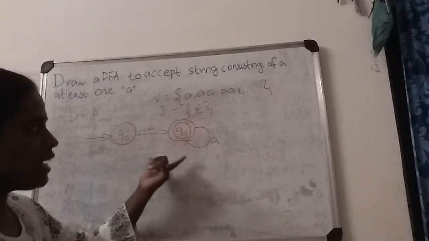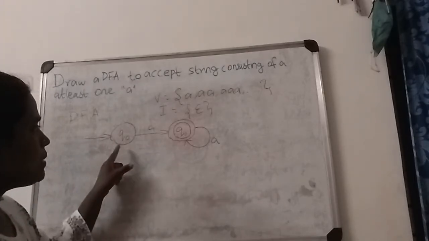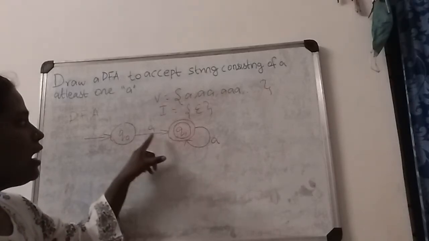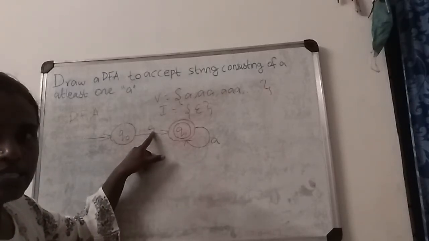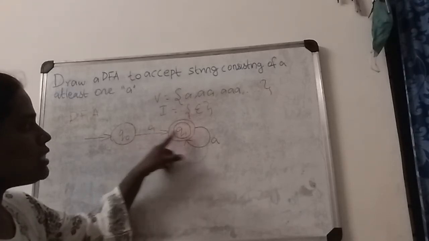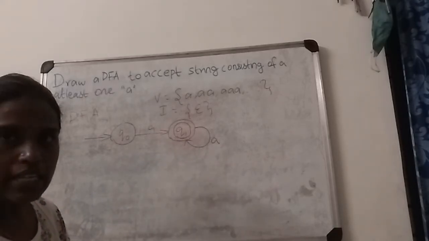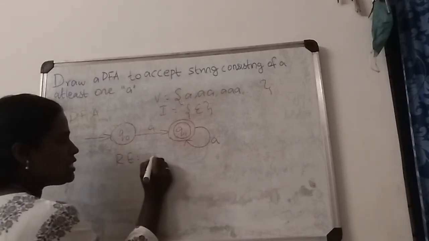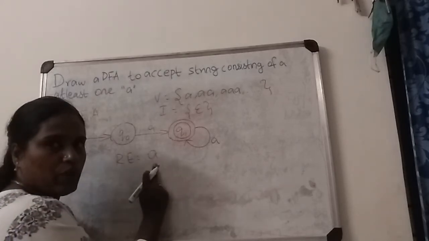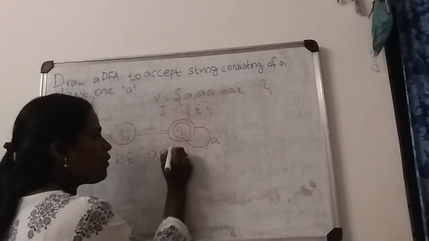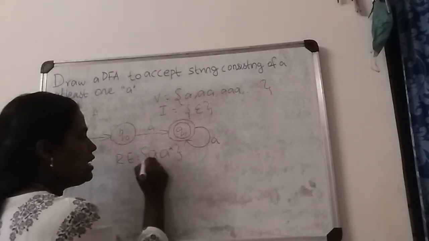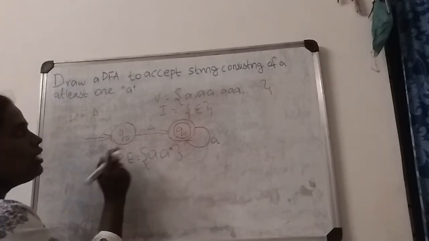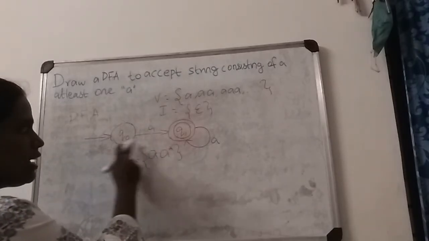That is the transition diagram. The transition diagram has Q0 as the starting state and Q1 as the ending state, and the condition is at least one A, meaning at most any number of A's. So how do we write the regular expression? The regular expression should have a minimum of one A and may have any number of A's. So we write A followed by A star.